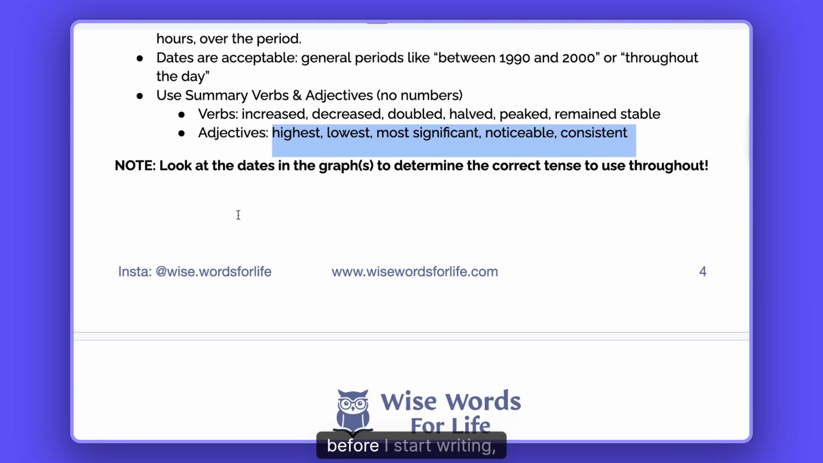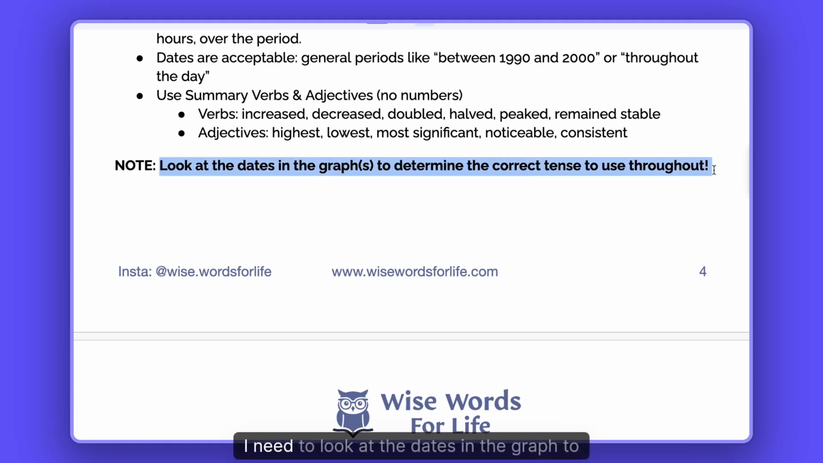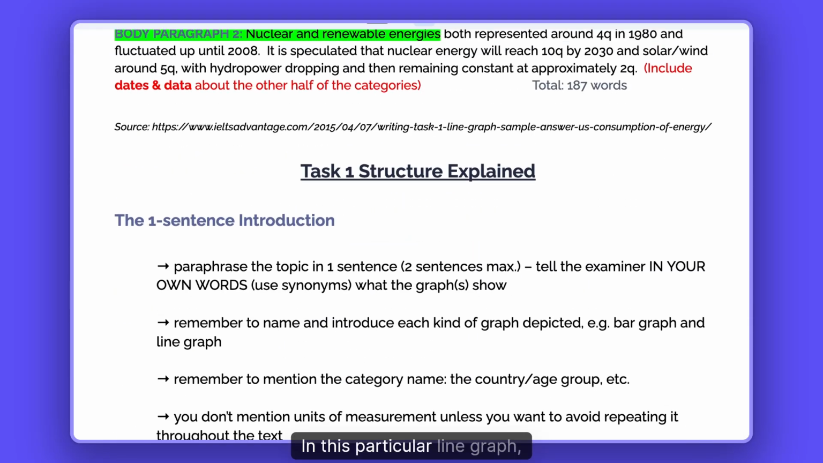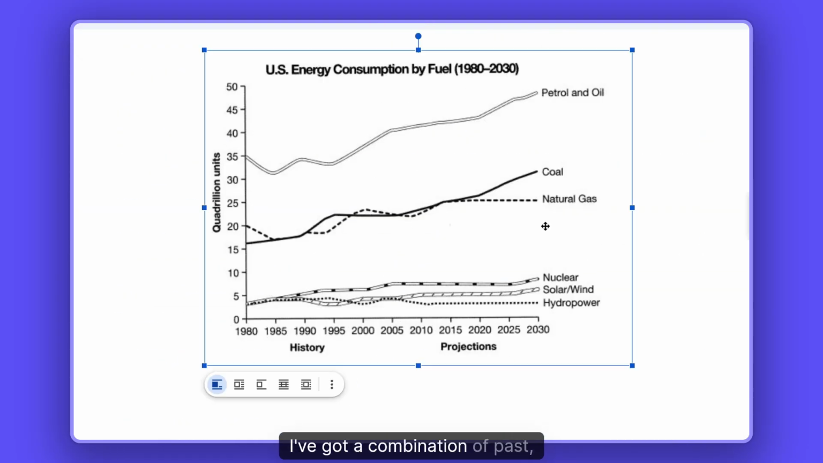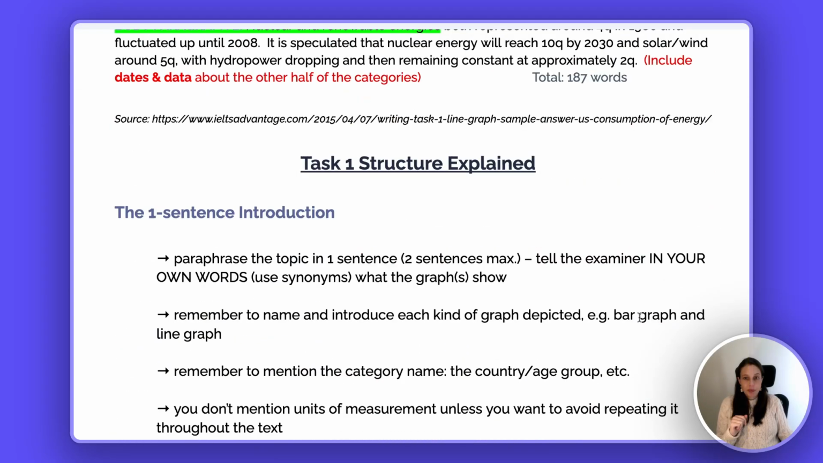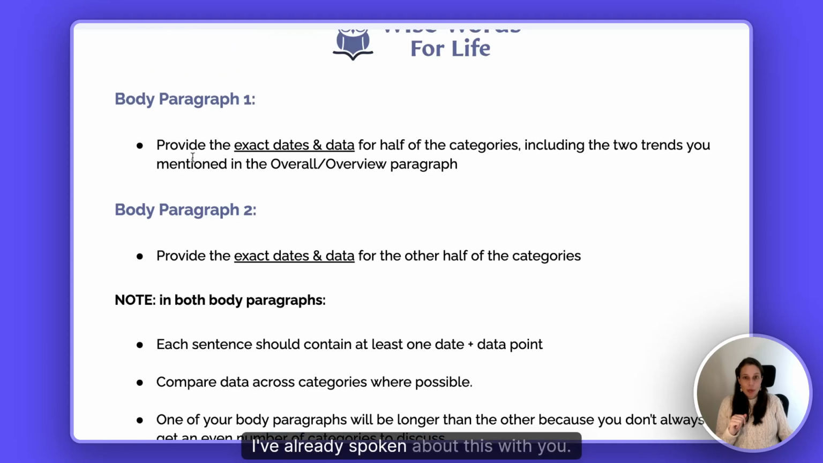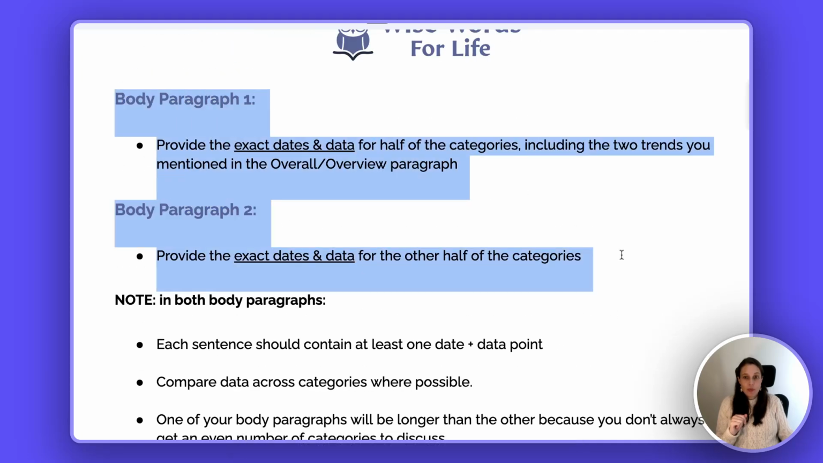Okay. Before I start writing, I need to look at the dates in the graph to determine the correct tense to use throughout. In this particular line graph, I've got a combination of past, present, and future. So I'm going to need to use 3 different tenses. We'll talk more about that later. Okay, I've already spoken about this with you.